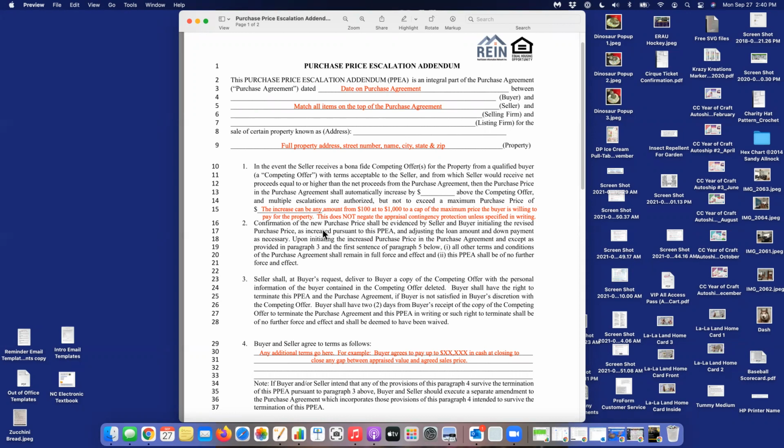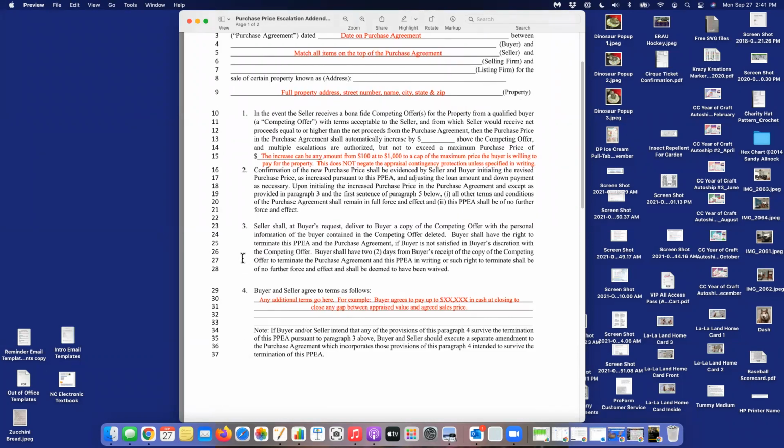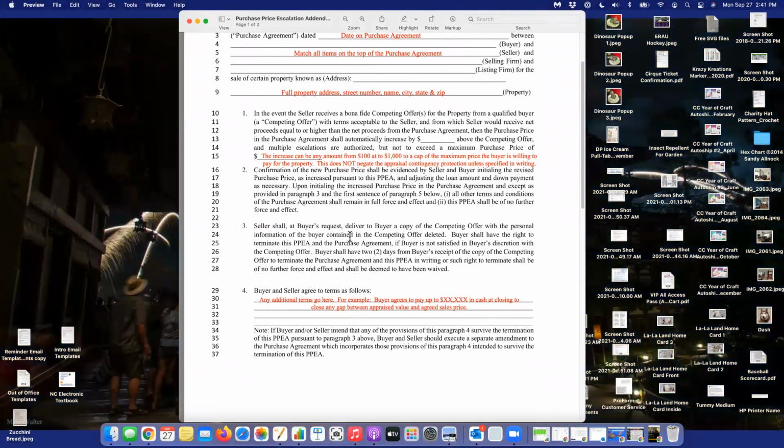Okay. Paragraph 2 goes over the confirmation of the new purchase price. Everybody will revise the purchase agreement to match whatever price that this escalation addendum deems is the final purchase price. Like I said, the seller shall provide a copy of the competing offer with personal information deleted.